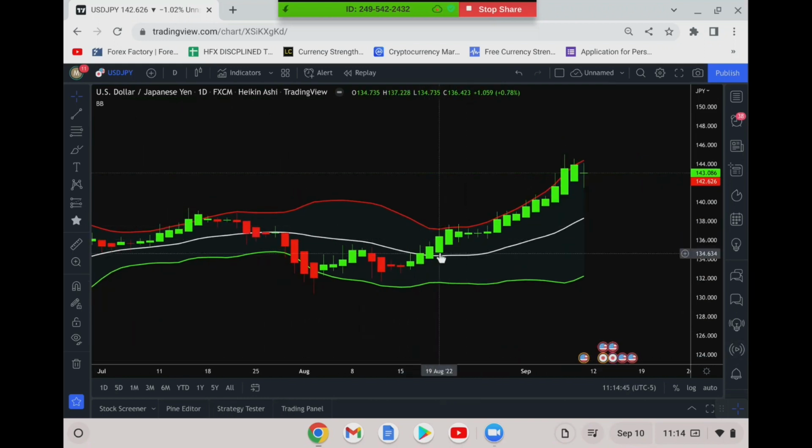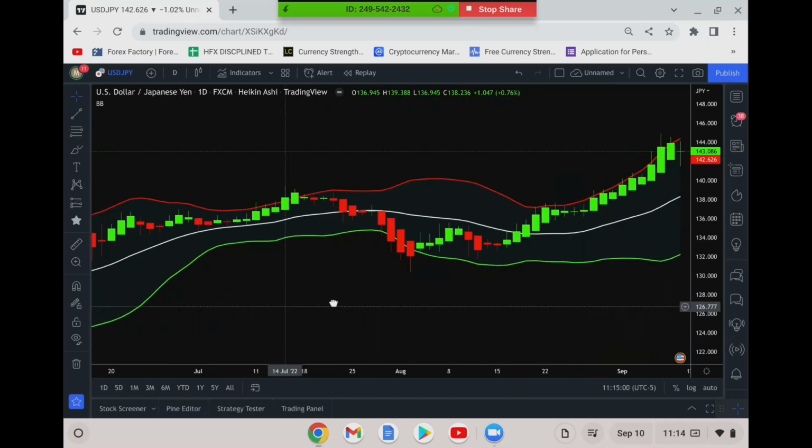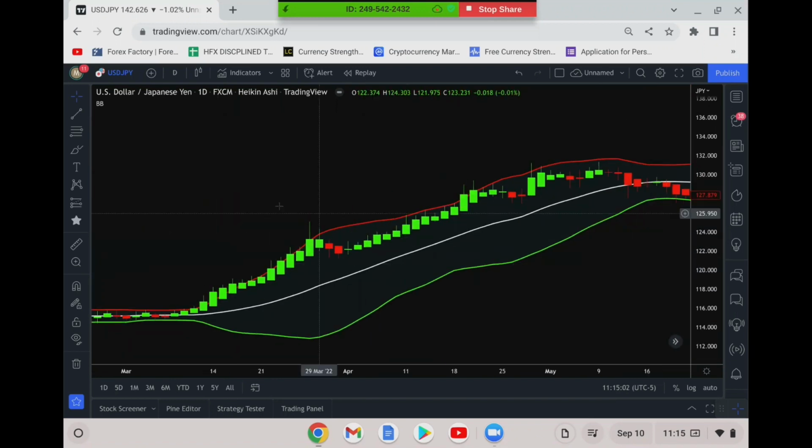If price is in a strong buy, you're going to start to notice the candles ride the top band. And vice versa, if price is in a strong downtrend, you're going to start to notice the candles ride the lower band. Let's see if I can find a better example of riding the lower band. See, here we go. Another strong uptrend riding the upper band.